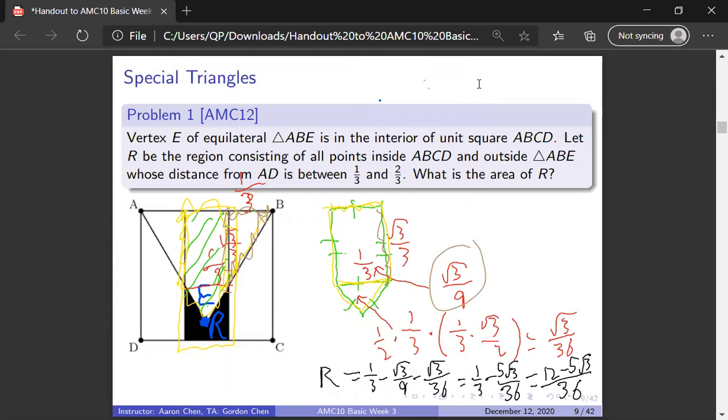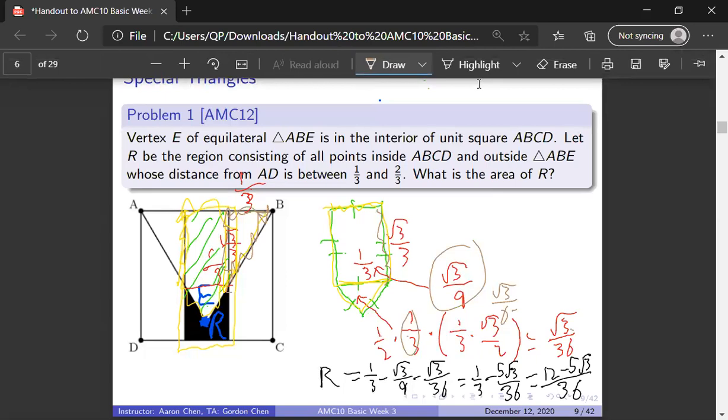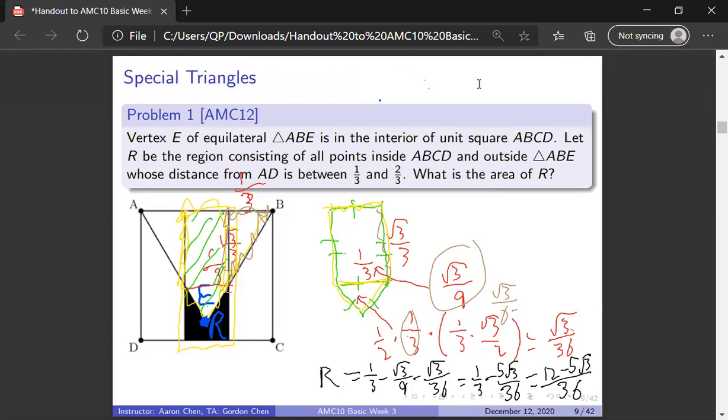Now for the equilateral triangle. Clearly the base is 1/3, and the height, by using the properties of a 30, 60, 90 right triangle, would be 1/3 divided by 2 times root 3, so that's root 3 over 6. The area is 1/2 times 1/3 times root 3 over 6, which is root 3 over 36. And so the area of R is 1/3 minus square root of 3 over 9 minus square root of 3 over 36, which is equal to 1/3 minus 5 root 3 over 36. If you want, you can put this over a common denominator, and this simplifies to 12 minus 5 root 3 over 36.